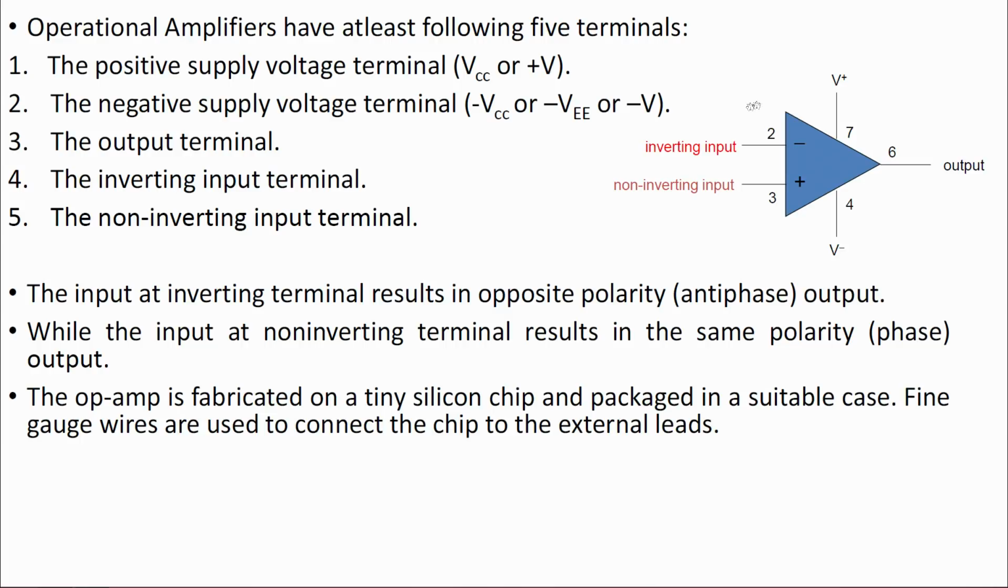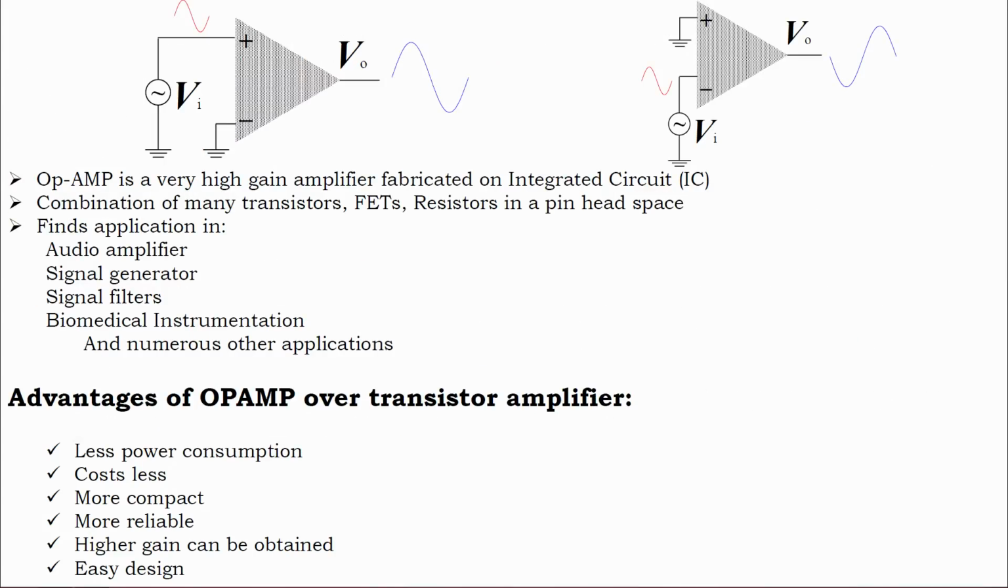Then we have seen how the inverting and non-inverting inputs are used, right. If you apply a signal at the inverting input, the output would be in antiphase. If you apply the signal at the non-inverting input, the output will be in the same polarity, same phase.